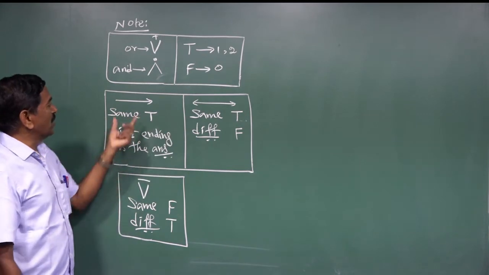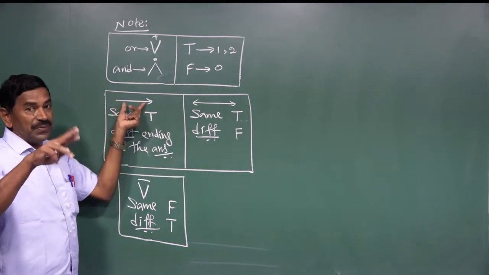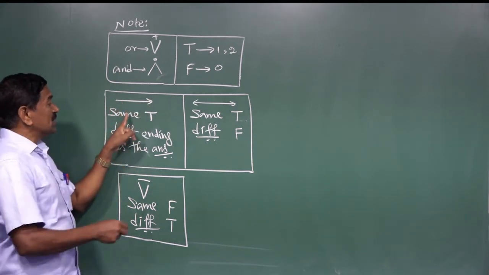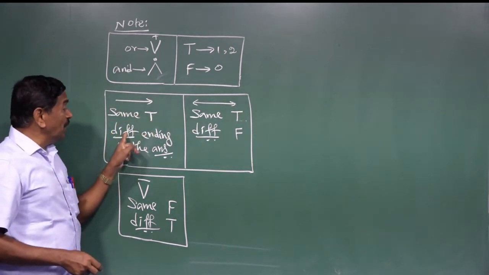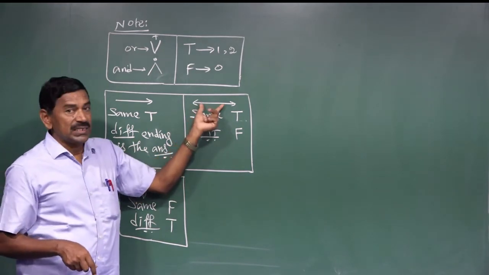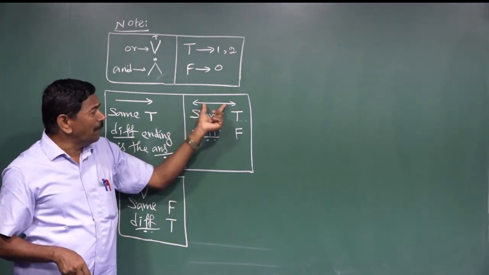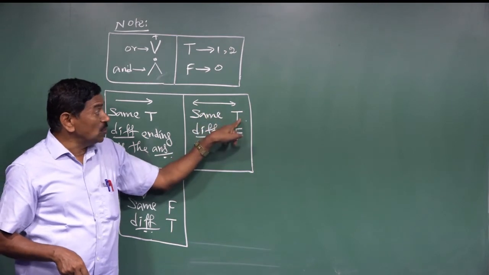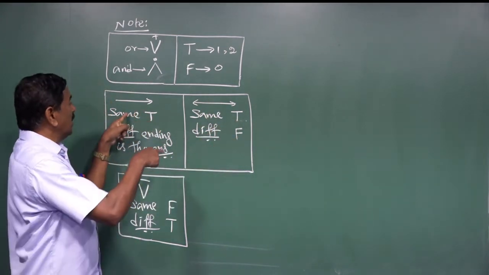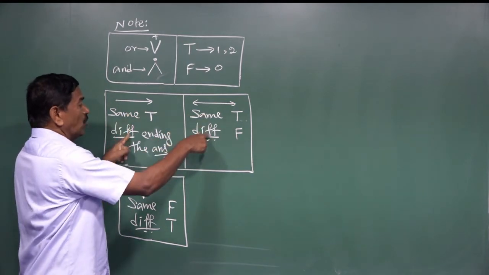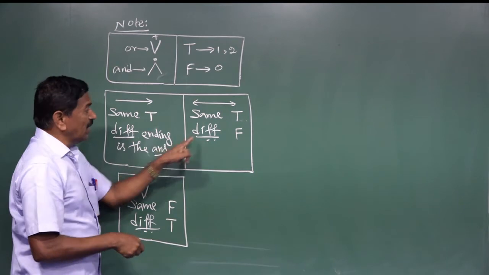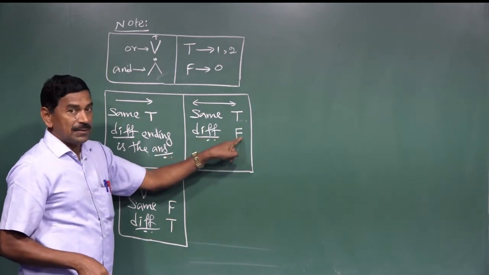Next, for the one-sided arrow, that is if-then, the conditional statement, same means true and different means the ending is the answer. But for the biconditional statement, the double-sided arrow, same means true and different means false is the answer. Listen, here the same gives true, but only the different case differs: here different means the ending is the answer, and there different means false is the answer.